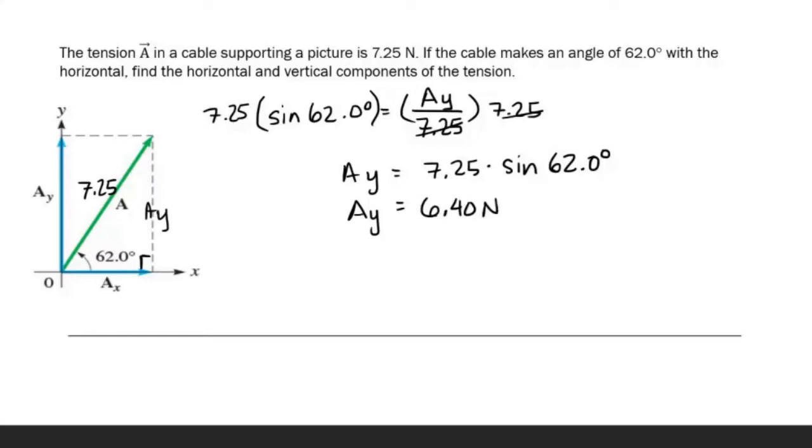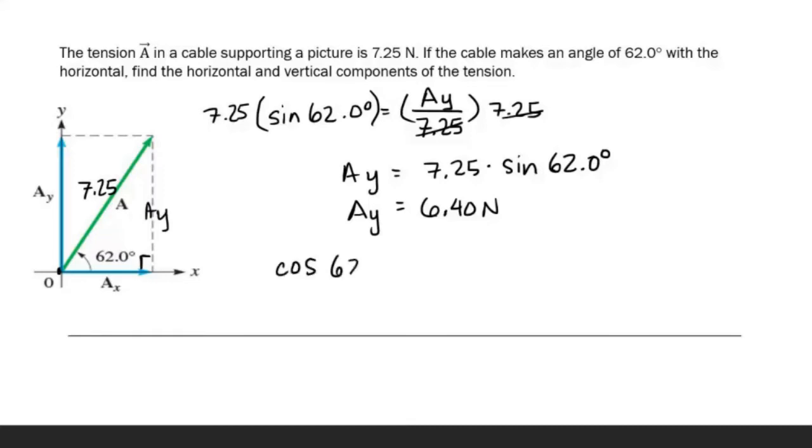In other words, if I have a cable pulling at 7.25 newtons at this 62 degree angle, the force felt vertically is 6.4 newtons, the force on the point where the cable is pulling. So we arrived at the y component of the vector simply by evaluating the sine, by writing down what the sine of the angle was. Let's try the cosine of the angle.